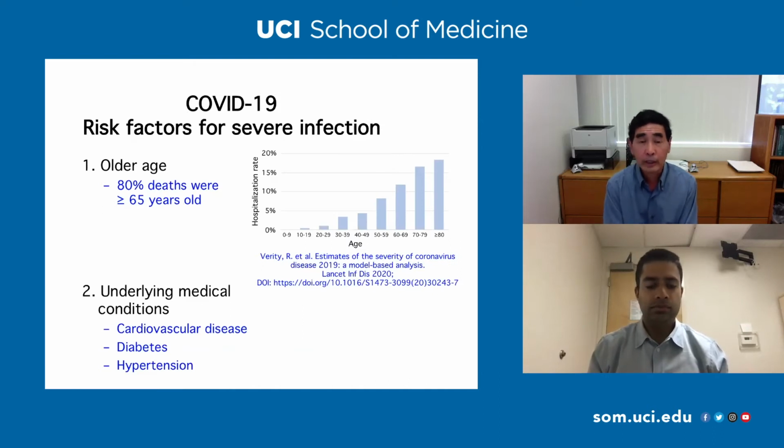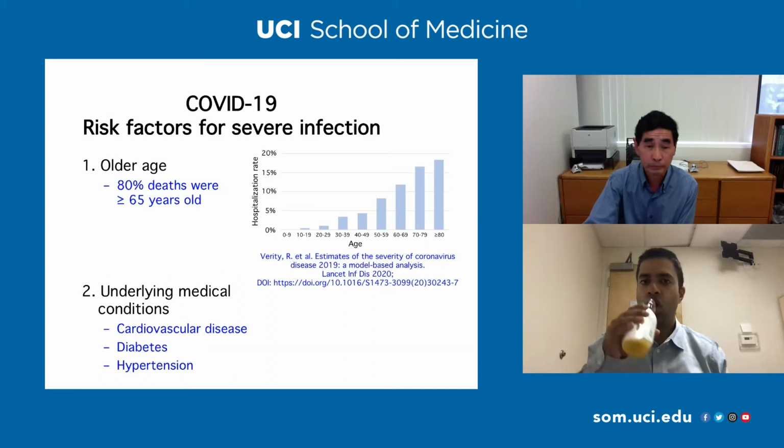We know that although everyone is at risk for infection, there are some risk factors for severe infection. And from the beginning, it's been clear that age matters. On the right is a chart showing the hospitalization rate. And you can see by decade, the rate of hospitalization goes up. By the time individuals are over 65, their rate of hospitalization is on the high side and keeps increasing. And 80% of the deaths were in individuals over 65.